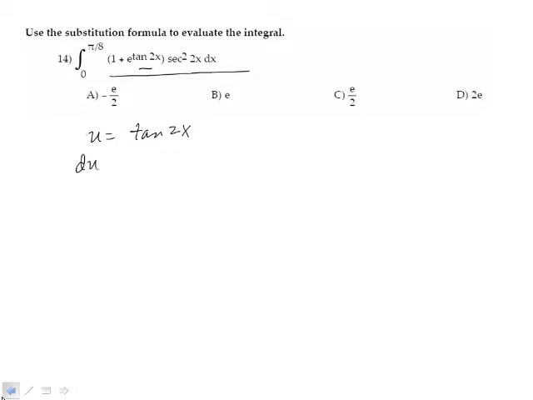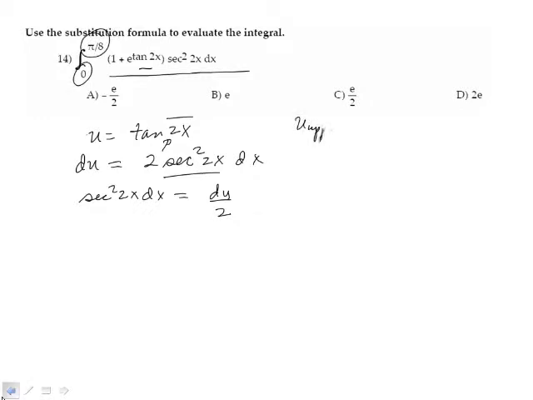So du is equal to 2 secant squared of 2x dx. Notice that we have to use the chain rule when we take the derivative of tangent of 2x. So it's secant squared 2x times the derivative of 2x, which is 2. That means that secant squared of 2x dx is equal to du over 2. Now when we make the substitution, since it's a definite integral, the u upper value is going to be tangent of 2 times pi over 8, which is tangent of pi over 4, which is 1. U lower is going to be tangent of 2 times 0, which is equal to 0.